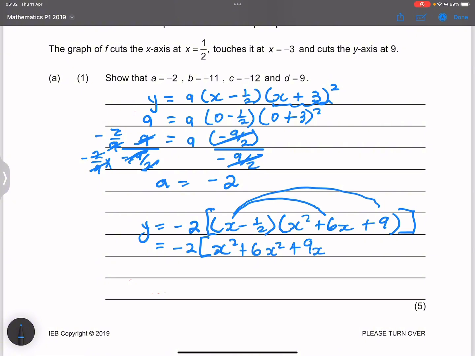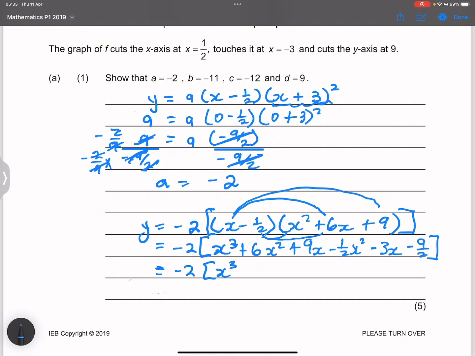Negative half times x squared, that's minus half x squared. And negative a half times 6 would be minus 3x. Okay, and negative half times 9, that would be minus 9 over 2. Okay, right. So let's try and sort out what's in here. Sorry, that was x cubed, not x squared. So that will be x cubed, right?